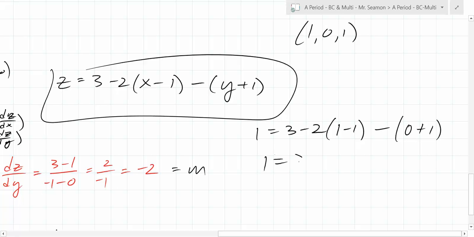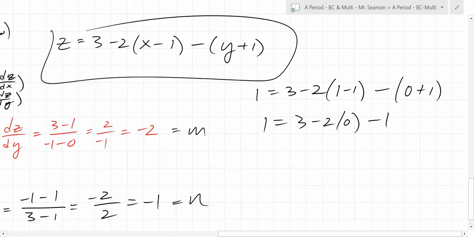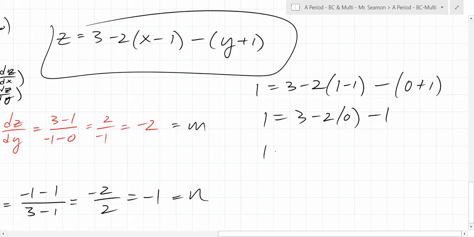So what do you get? 1 equals 3 minus 2 times 0 minus 1. Does it work? So did we make a mistake somewhere? It doesn't seem to go through that point, does it? So what's our mistake? Let's find it.